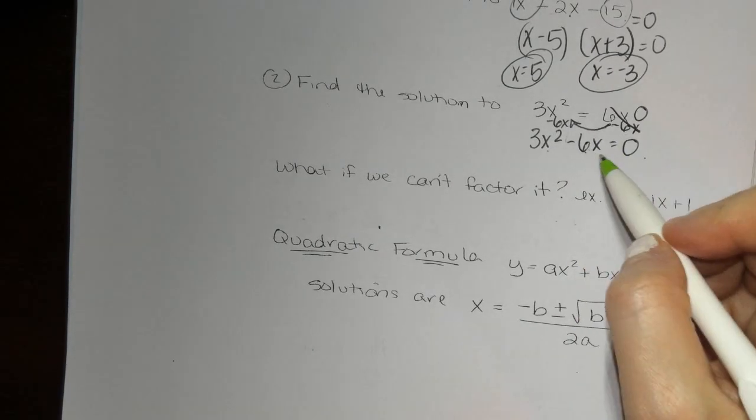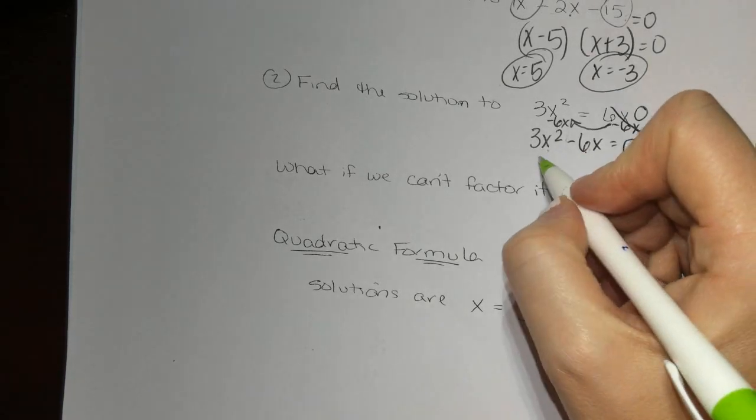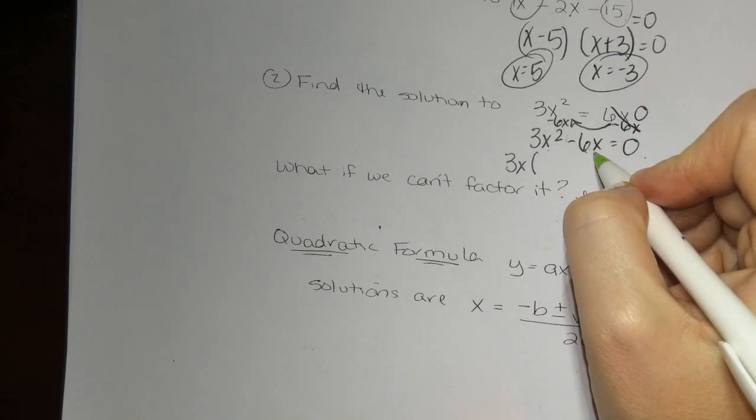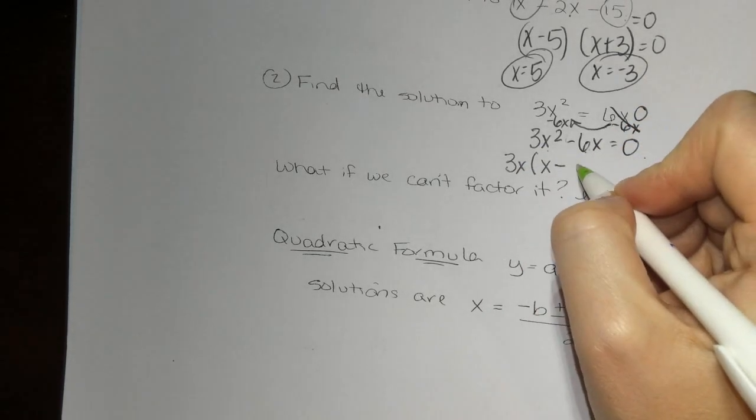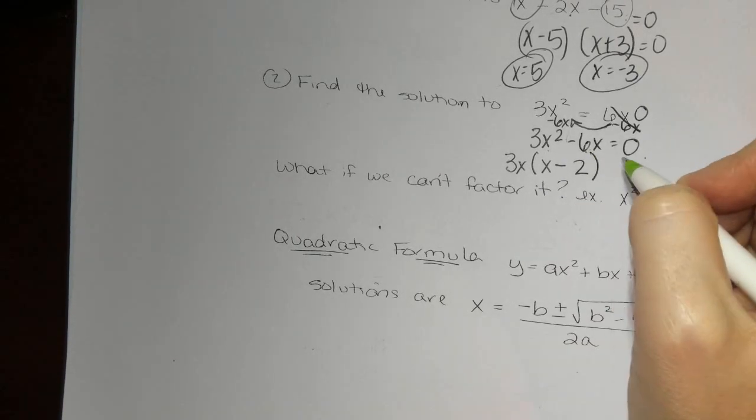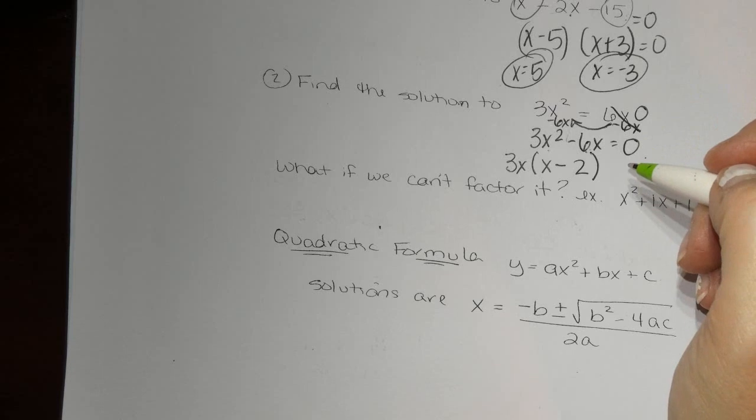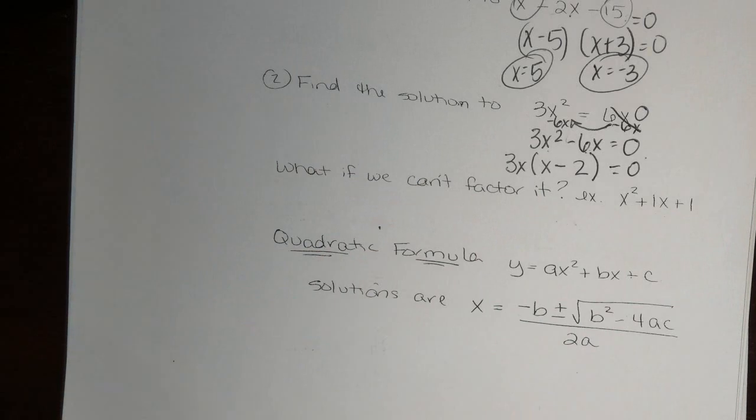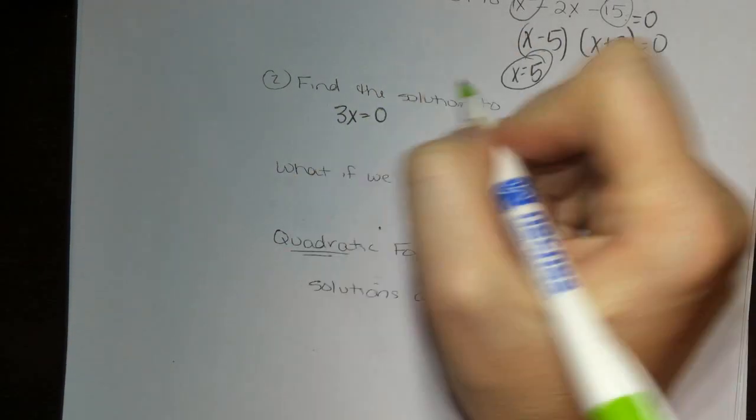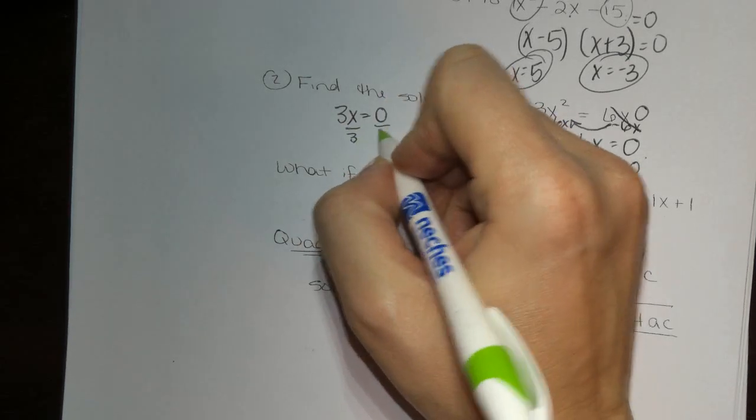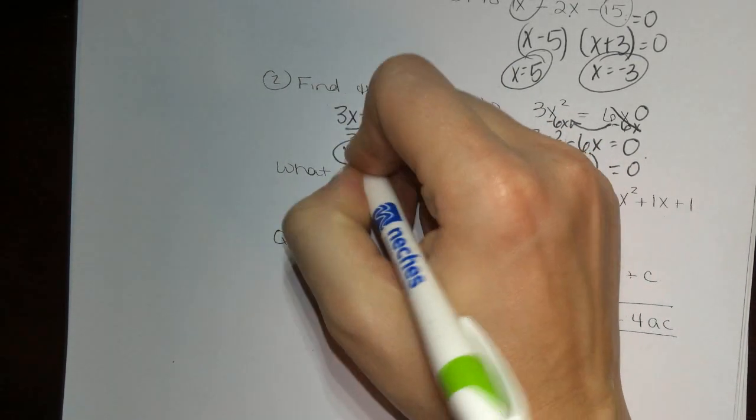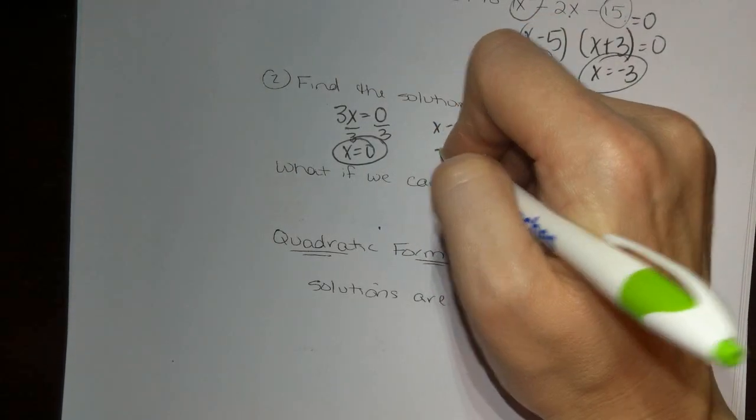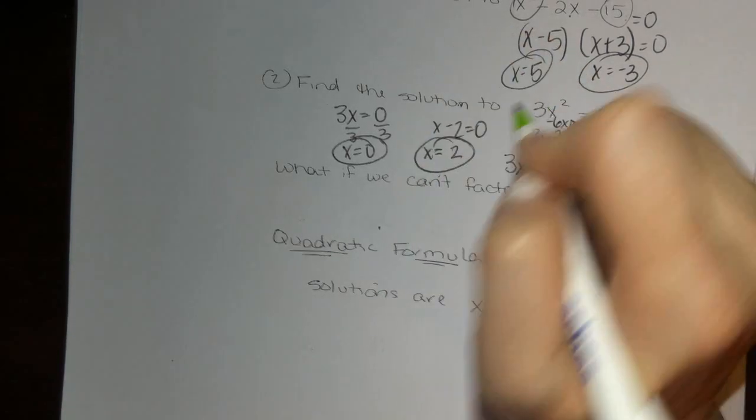So 3x squared minus 6x equals 0. Here it's just a binomial. There is a GCF that we can factor out, and that would be a 3x, because they both have at least a 3 and an x in common. So when we factor that out, we're left with x minus 2, equals 0. So our two solutions are, we have to say 3x equals 0. So when you divide by 3, you just get x equals 0. That's one solution. And then x minus 2 equals 0. So that just ends up being x equals positive 2. Alright?